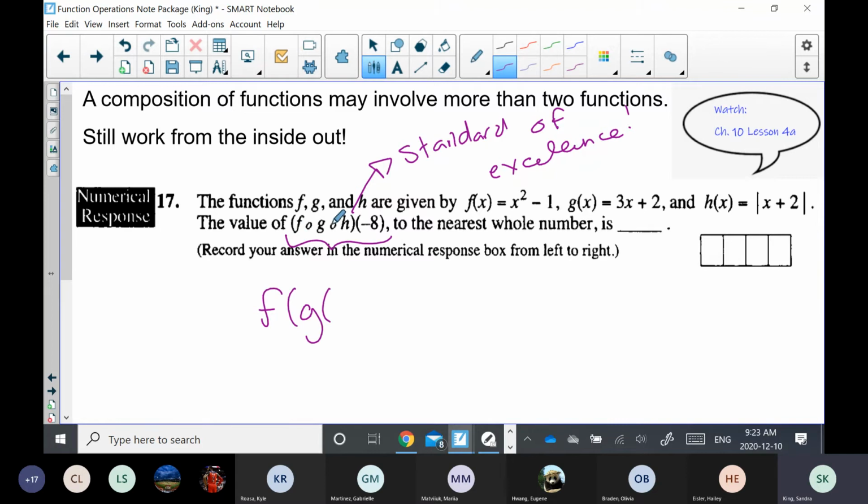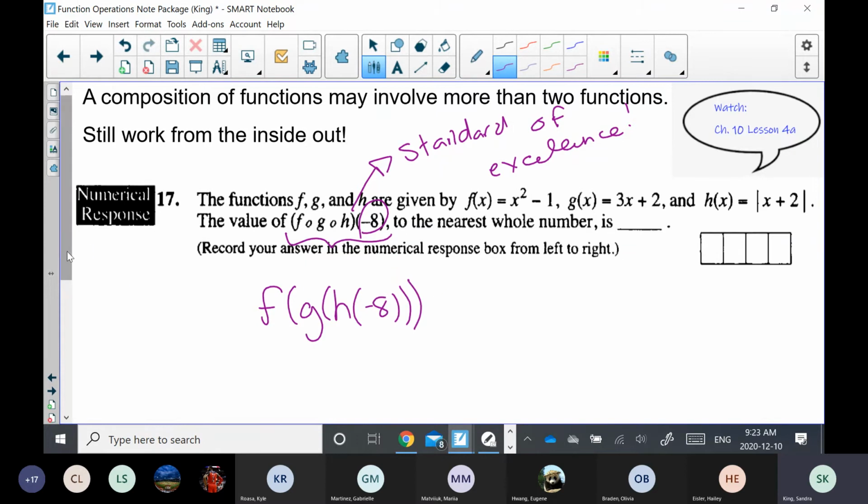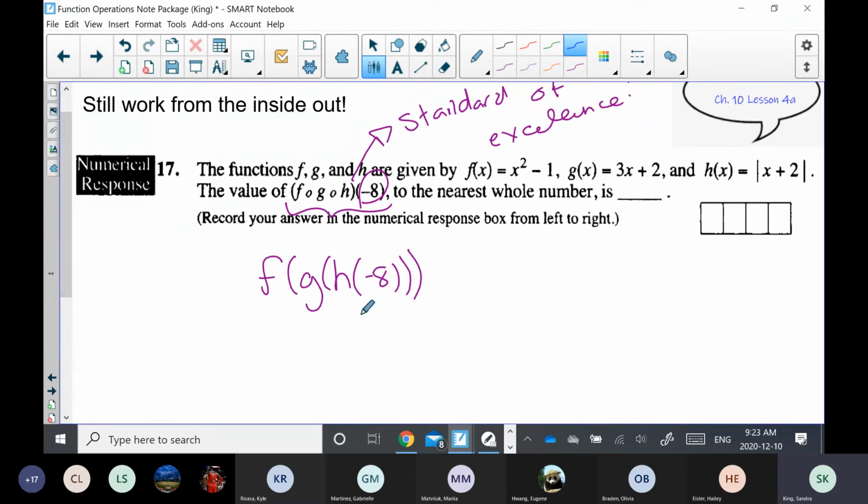of g of h of -8 is what this is. So the outer function is f, then g, and the most inner function is h. I would have to close a few brackets. You'd close 3 brackets if you have 3 different functions. Okay, so it looks scary, but it is really not.